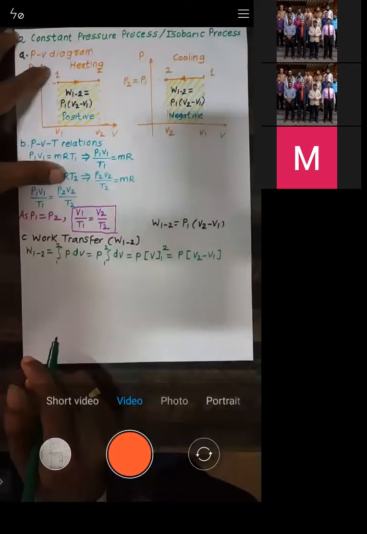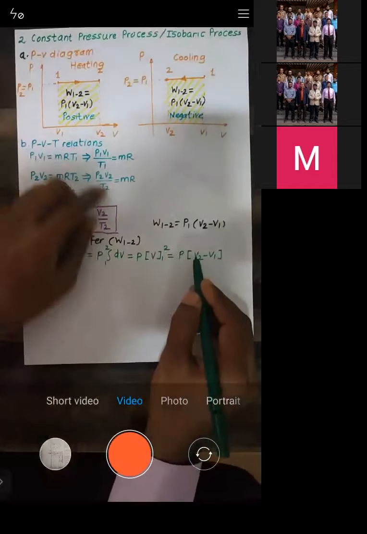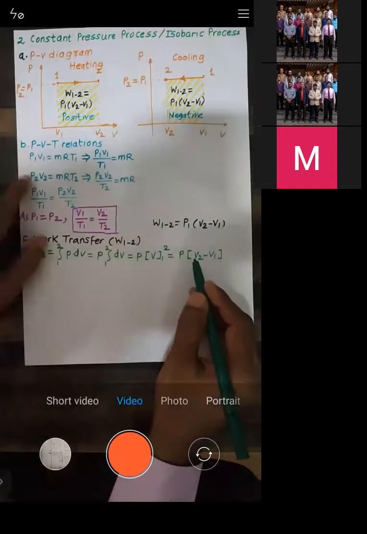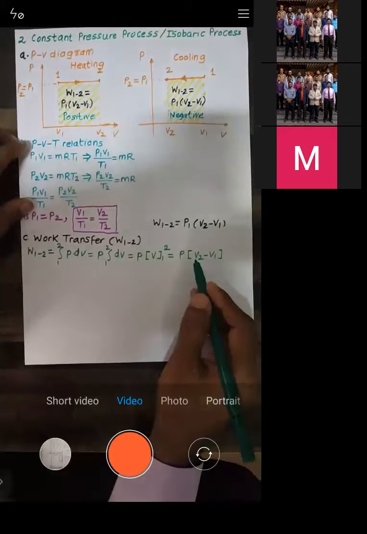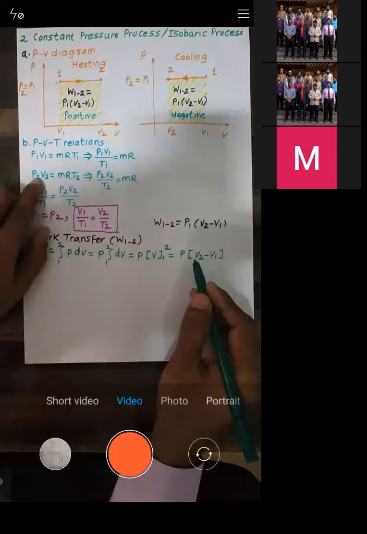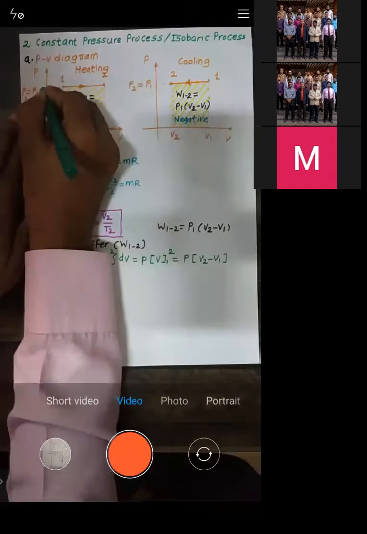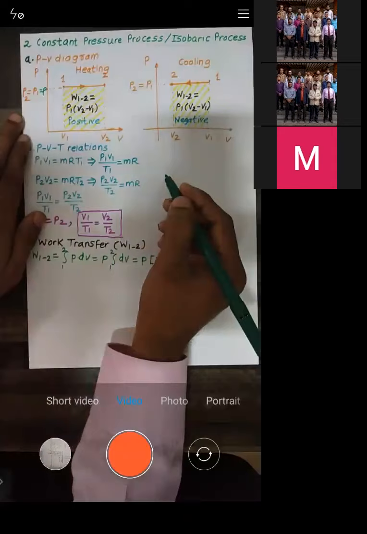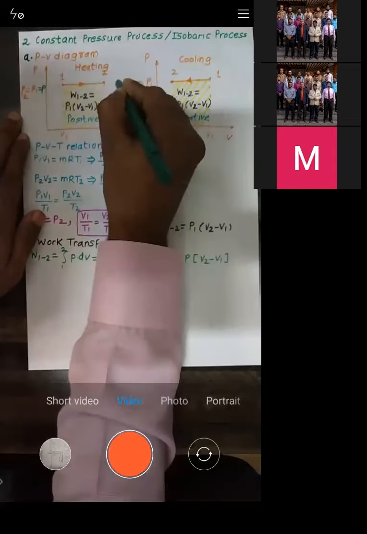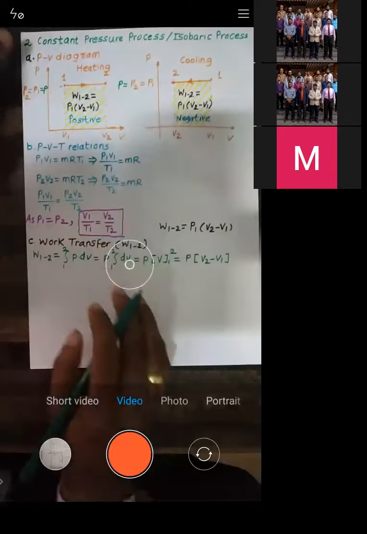Now see, what is P into V2? You can check it. Here P1 and P2 are both the same, right? If you want, I will just write it down: P2 is equal to P1 is equal to P. Let us call this a single pressure, P. It's a single value of pressure because it's constant, right?